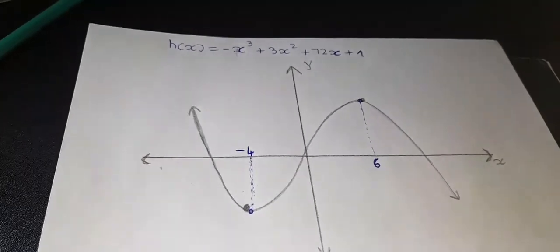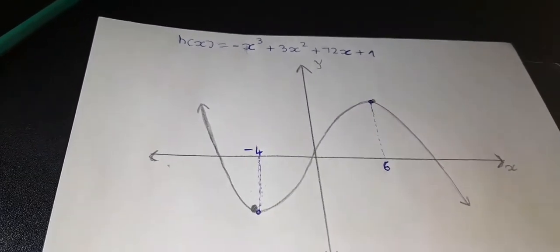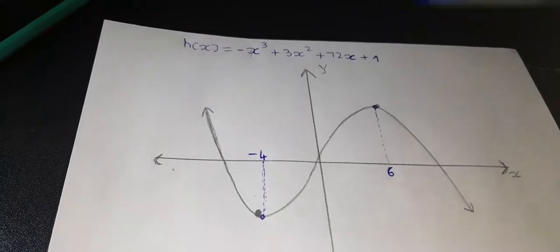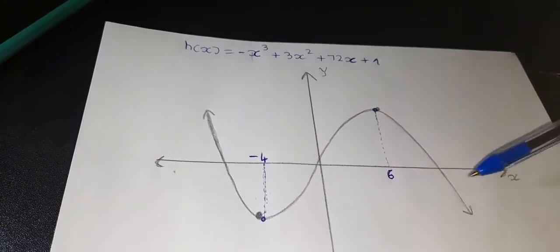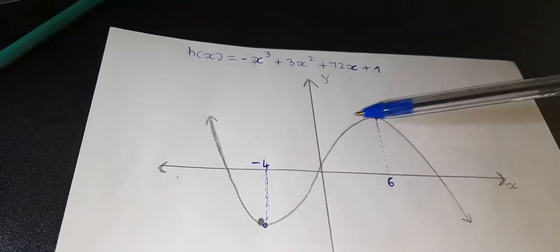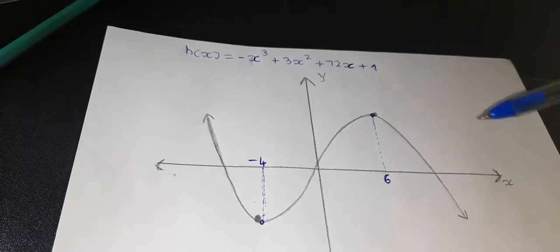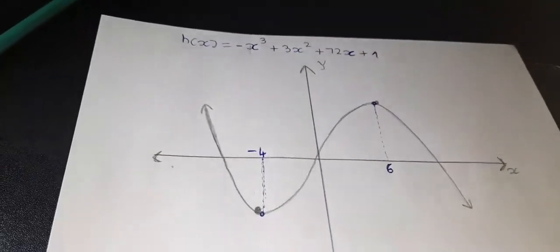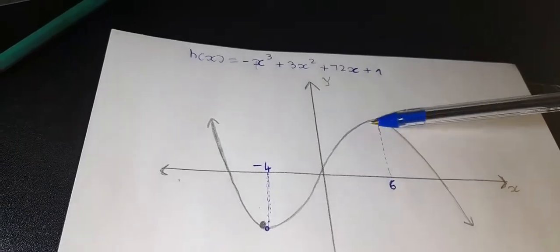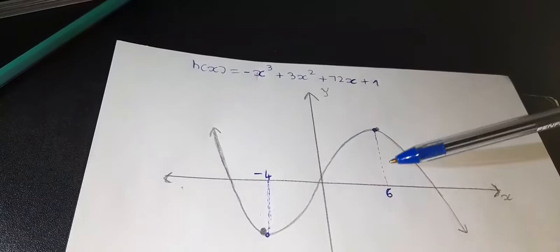So remember that the point of inflection is where the curve changes concavity from being concave up to being concave down, or from being concave down to being concave up. So we call that point a point of inflection. They give us the x coordinates of the turning points, -4 and +6 here.